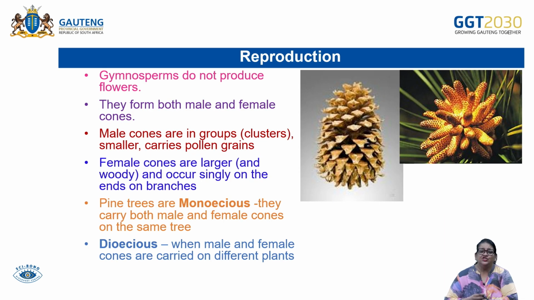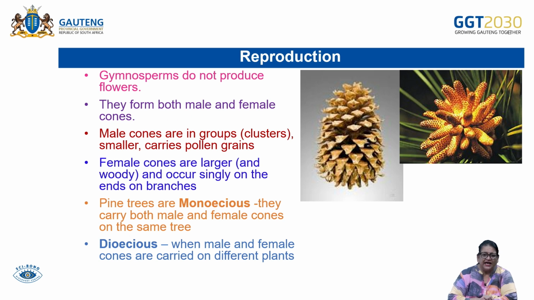Now, this is the structure of the cones. Gymnosperms are cone-bearing. They bear cones, not flowers and fruits. They bear cones and seeds. That's why it's gymnosperms. The fact that they say sperms doesn't mean it's a sperm cell, no. It simply means it's seed-bearing. So, gymnosperms do not produce flowers. They produce what? Male and female cones.